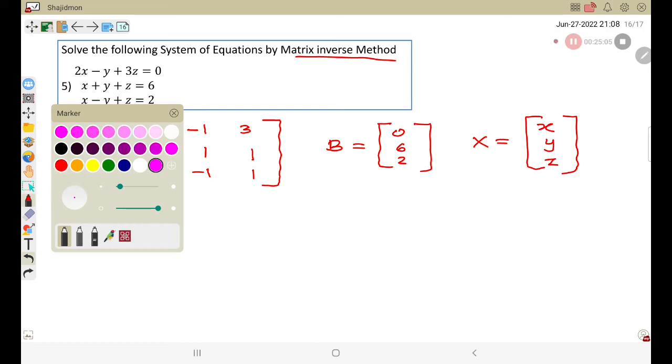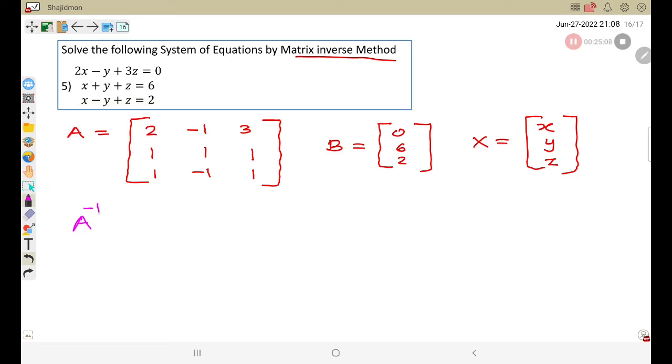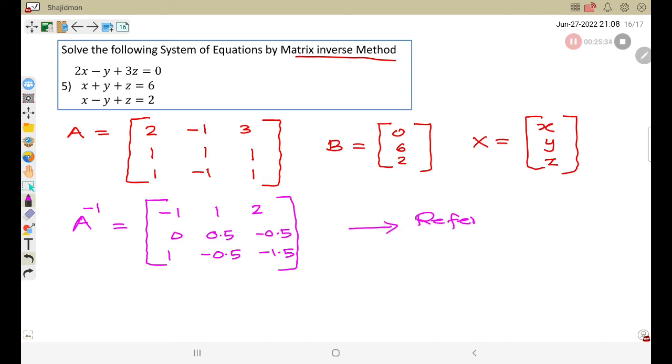Now we need to calculate A inverse. As I told you, I am just writing the answer only here. A inverse matrix is, we are getting minus 1, 1, 2 and 0, 0.5, minus 0.5, 1, minus 0.5, minus 1.5. This one you can refer as usual. You can refer to section 5.5. You can try yourself. The idea you can refer from the recorded class 5.5.